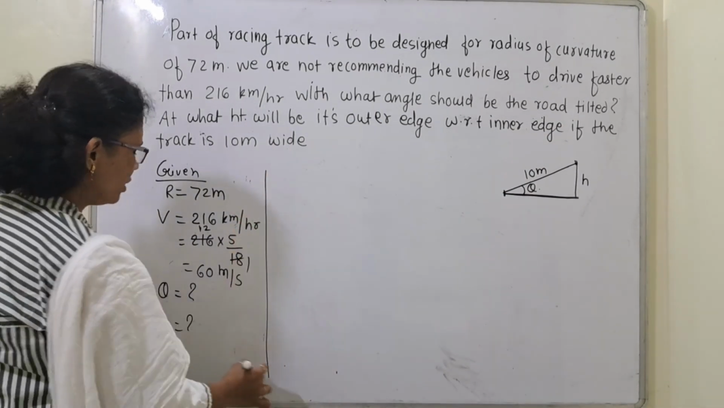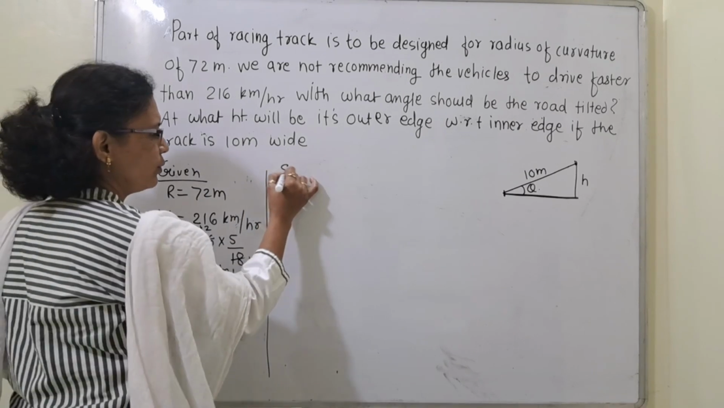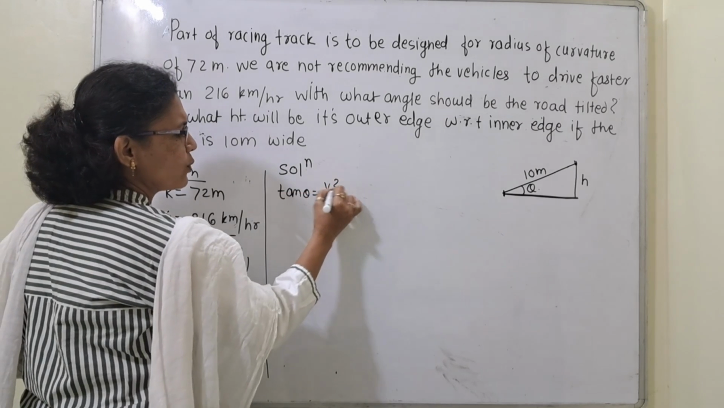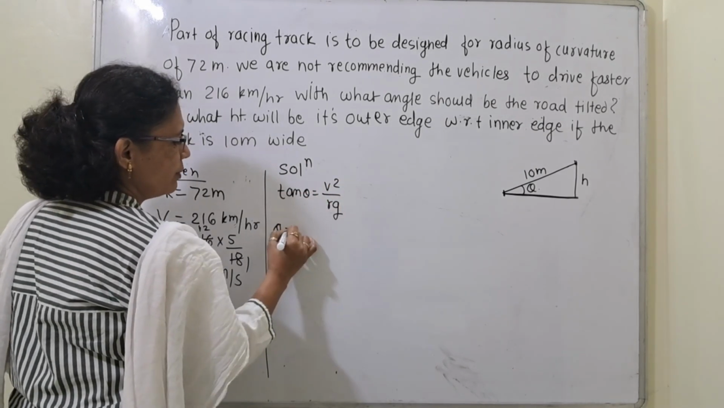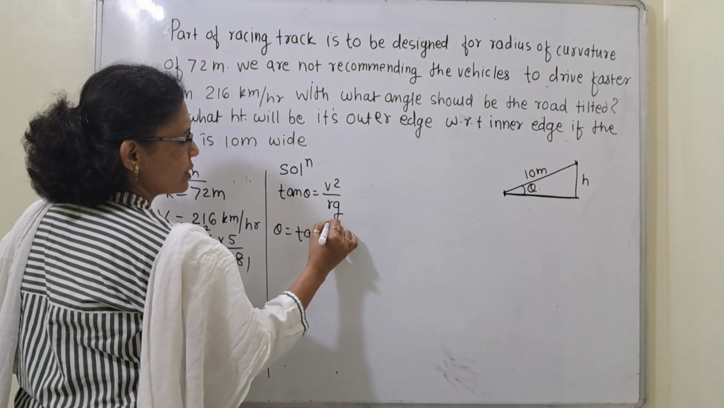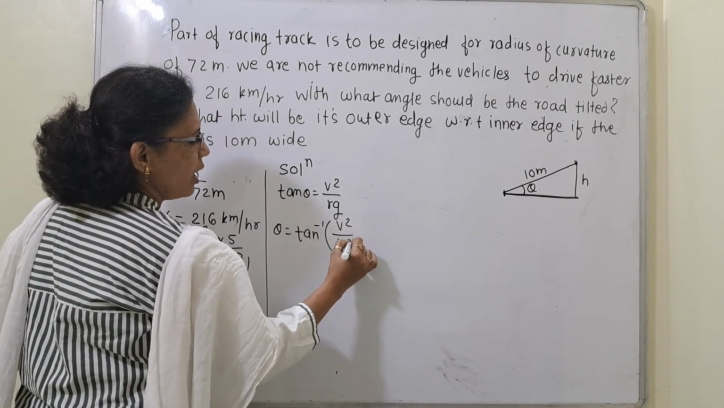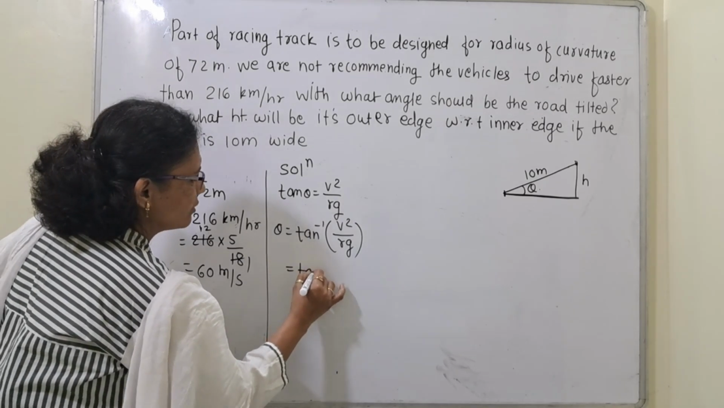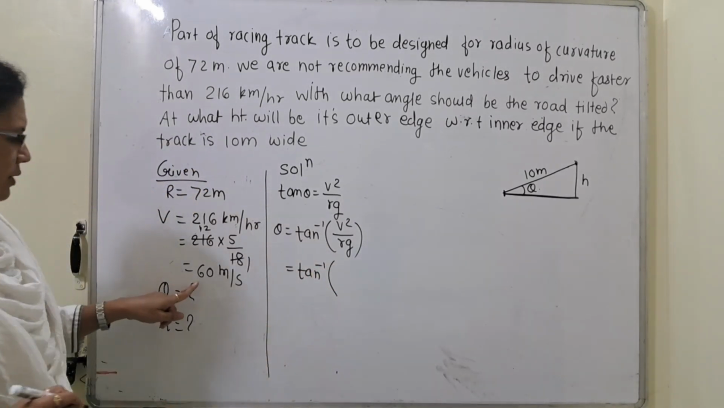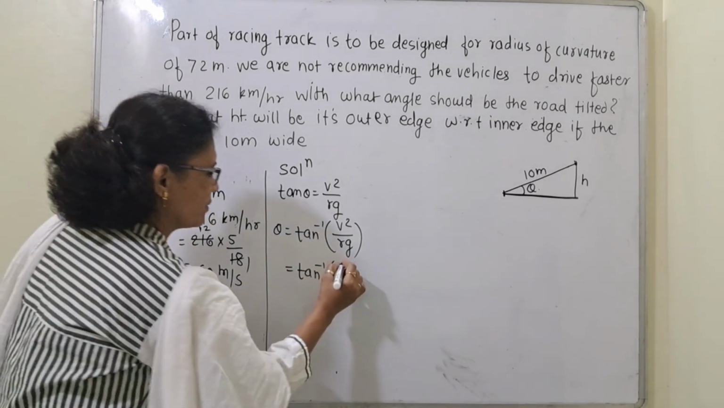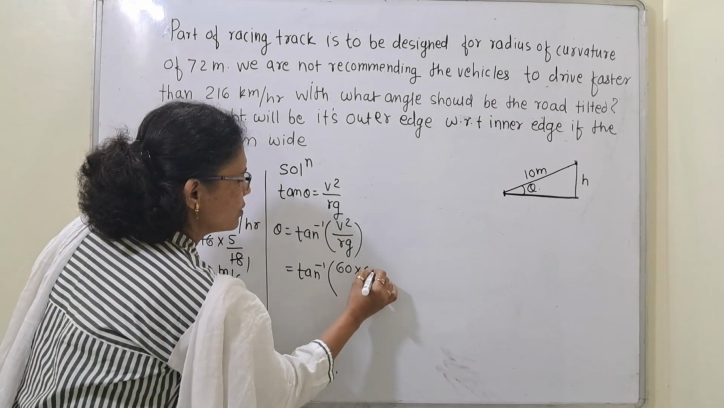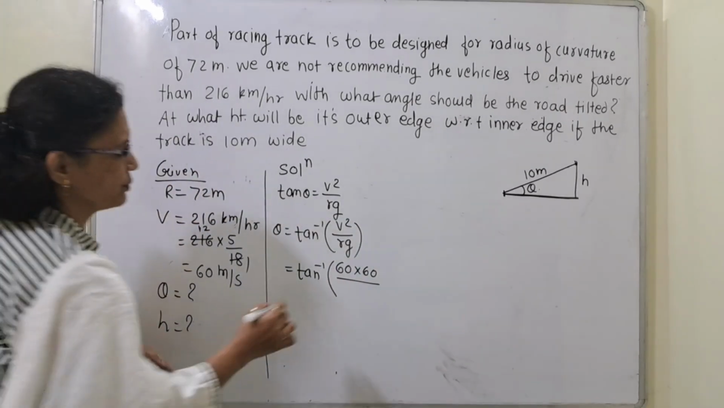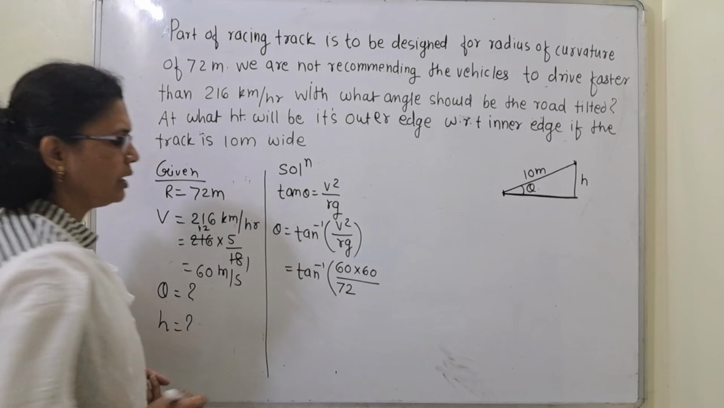So what will be the solution? To find the angle theta, we know the formula: tan theta is equal to v square upon rg. That means theta will be tan inverse of v square upon rg. So put the values. What is v square here? V square will be 60 into 60. What is r here? R is 72.